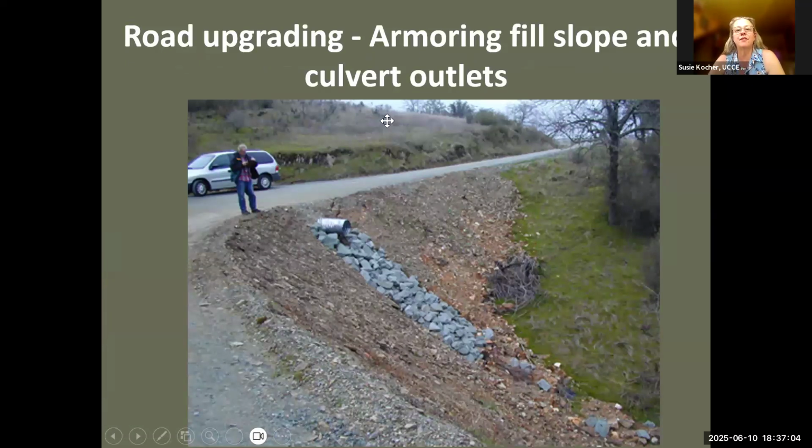Okay, armoring the fill slope and the culvert outlets. I kind of showed that a little bit, but here's an area where there was erosion happening. And so this fill slope has been armored. There's some chip to keep down sediment. And then the culvert outlet itself is armored so that it's not carrying any sediment away. It's slowing down, dispersing its energy. By the time it gets down here, it's probably not carrying sediment.